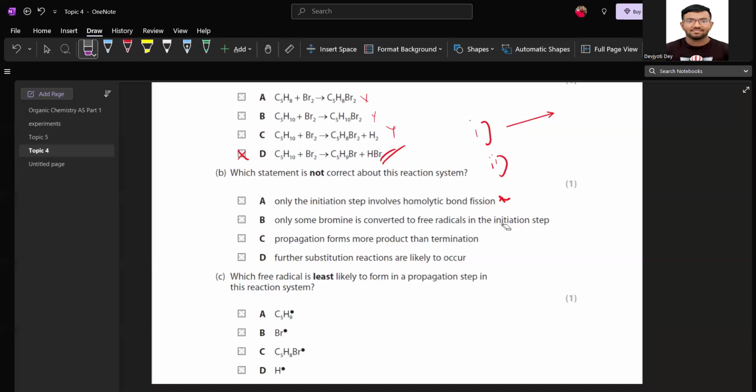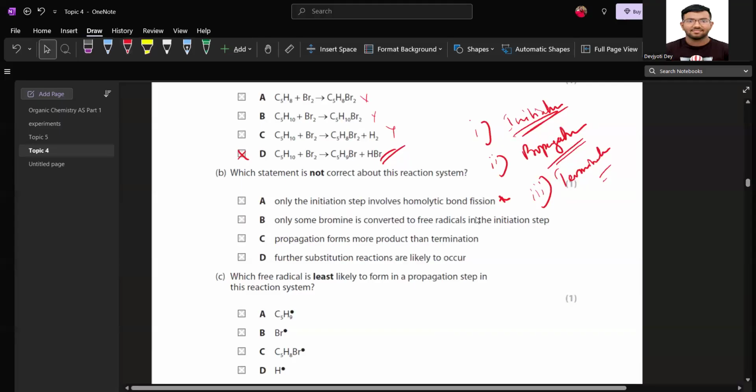Propagation, right? We have what are the three steps? Initiation, propagation, and then there is another one which is termination. So not only in initiation, also in propagation, homolytic bond fission might occur. All right, so this is not necessarily correct.